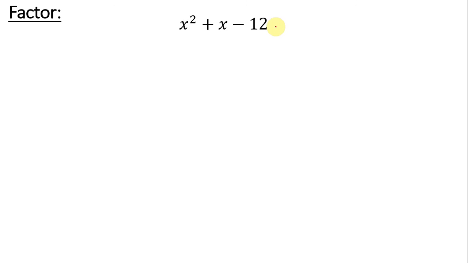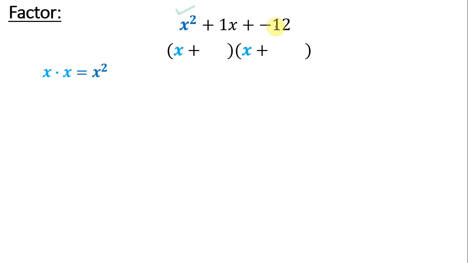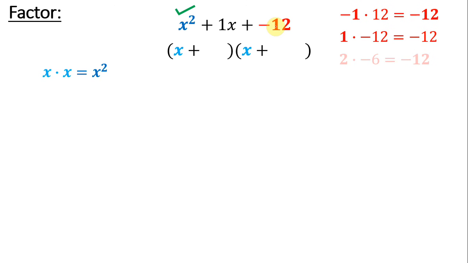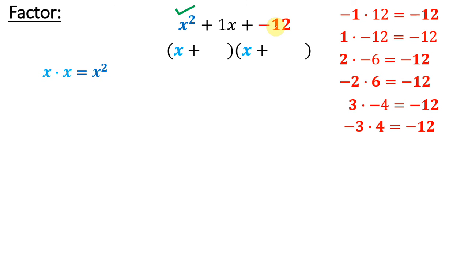Factor x squared plus x plus negative 12. Here I'm going to change the negative 12 to plus negative, and I'm going to put a 1 in front of my x. Draw my parentheses. Insert my plus signs. Decide what two quantities multiply to get me x squared. That's going to be x and x, because x times x is x squared. Decide what numbers multiply to negative 12. Those are the sets of numbers that multiply to negative 12.